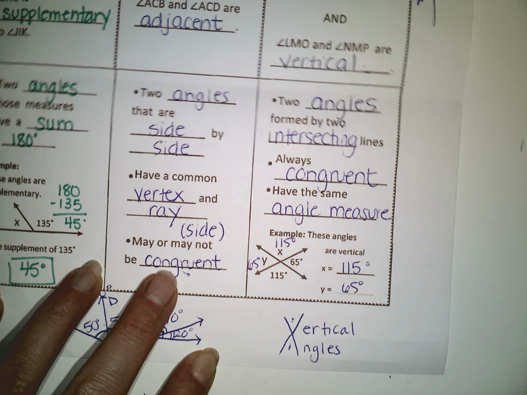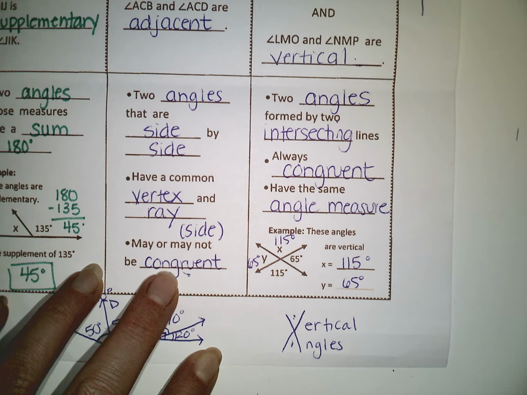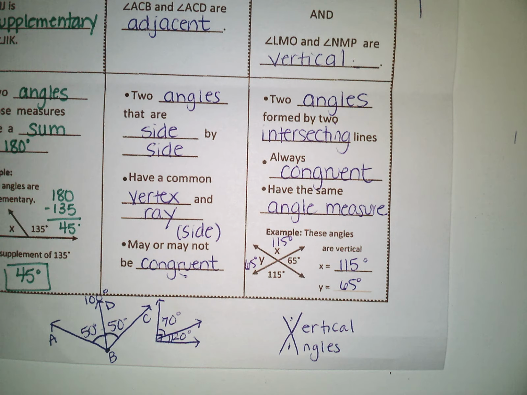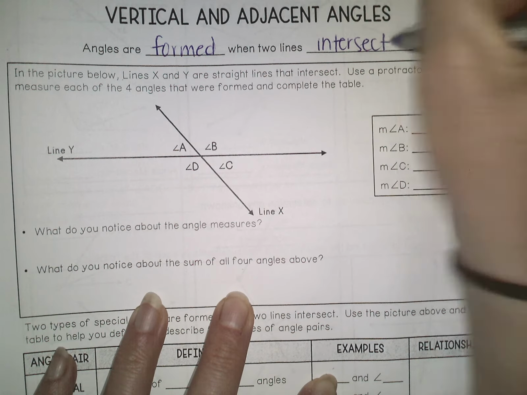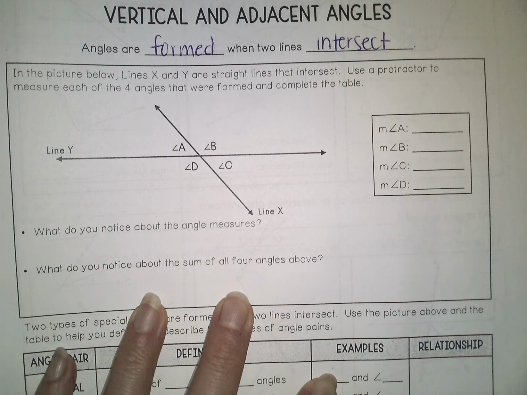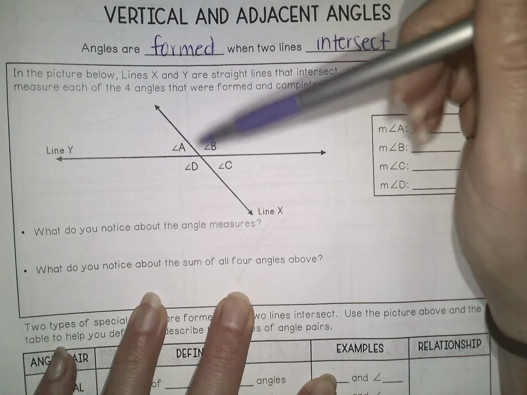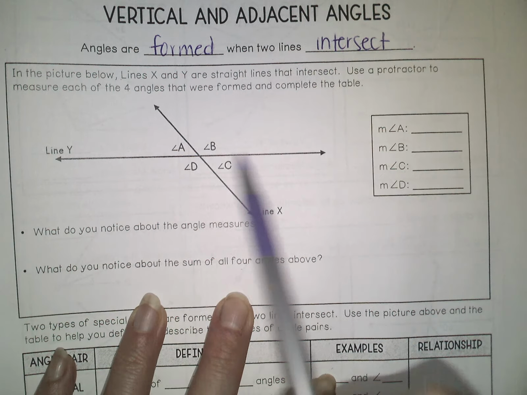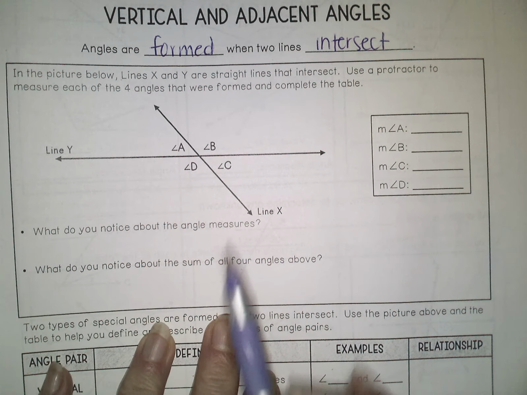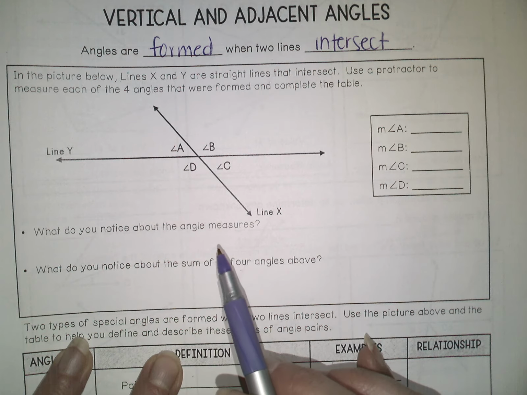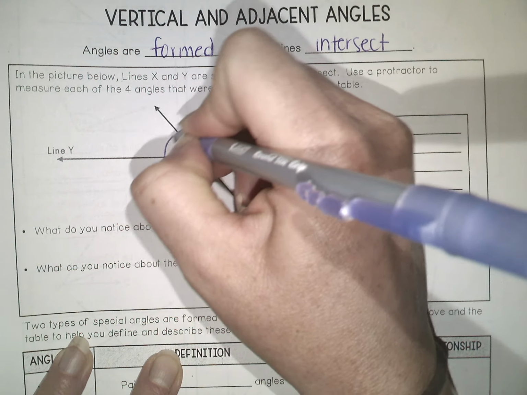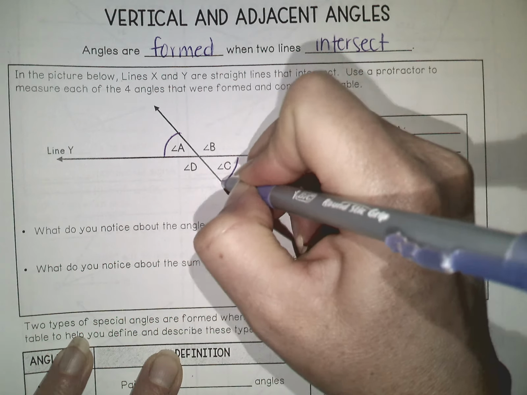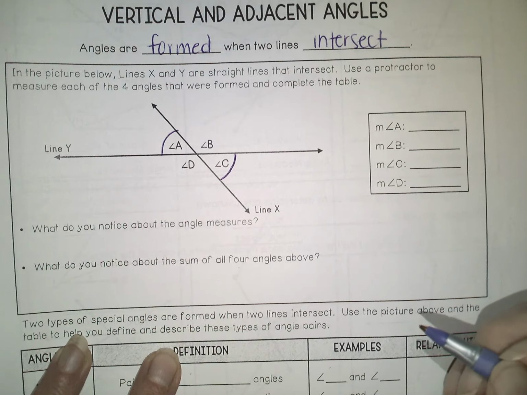Okay? Vertical angles. They're across from each other on two intersecting lines. Okay, so to review, vertical and adjacent angles are angles that are formed when two lines intersect. So I showed you two lines intersecting that made like an X earlier. I just want to show you another picture of two lines intersecting here. Okay, so what do you notice about the angle measures?